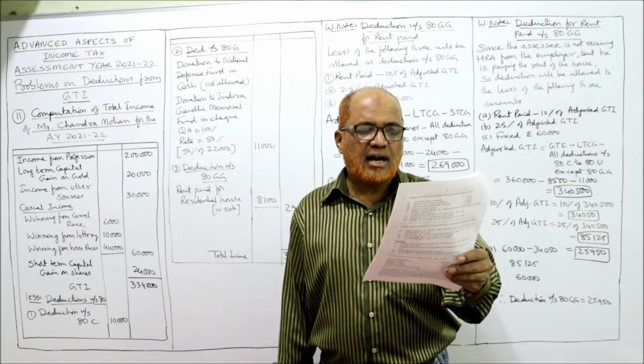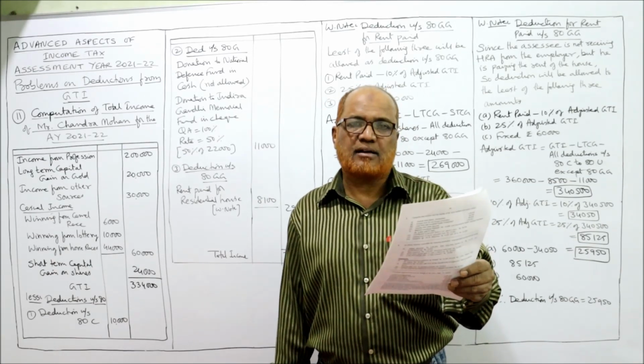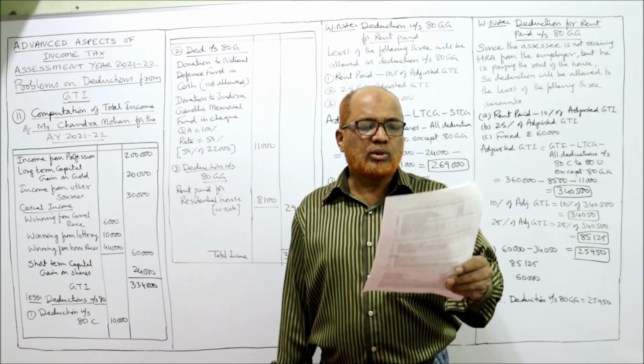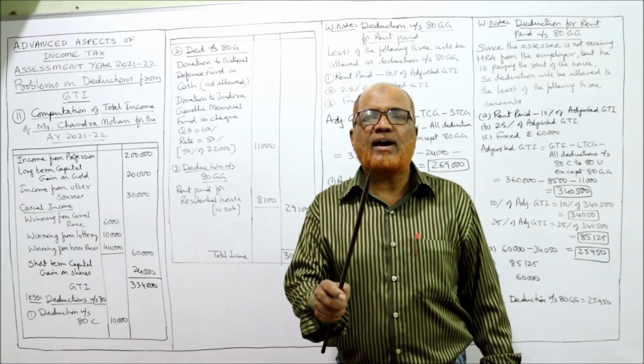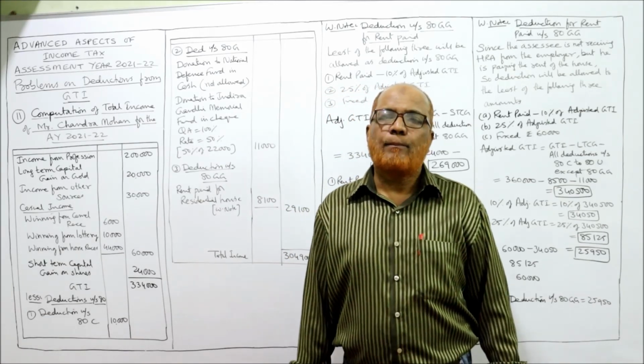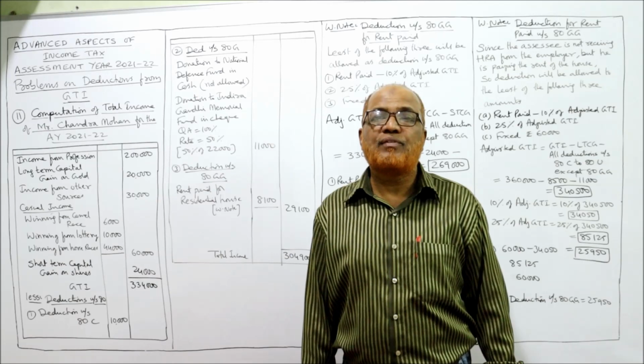Then donation to Indira Gandhi Memorial Trust by cheque. So it will be 22,000. But for the donation given to Indira Gandhi Memorial Trust, the qualifying amount is 100%, but the rate of deduction is 50%.